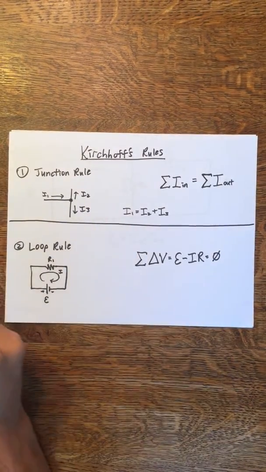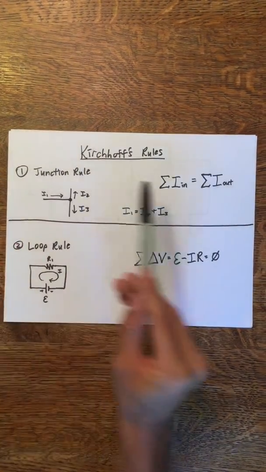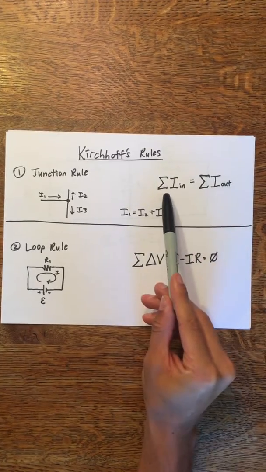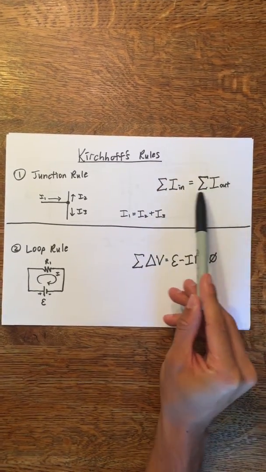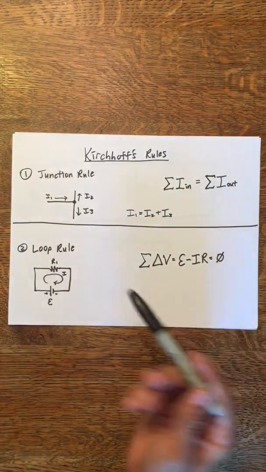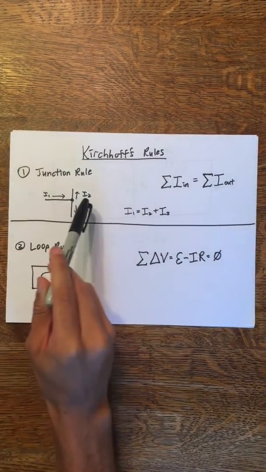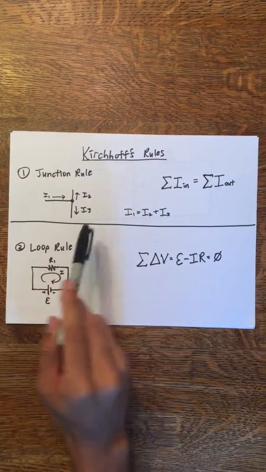Kirchhoff's rules consist of two rules. We have the junction rule, which states that the sum of all currents entering a junction must equal the sum of all currents leaving that junction. As you can see here, I1 goes into the junction, and I2 and I3 leave the junction.